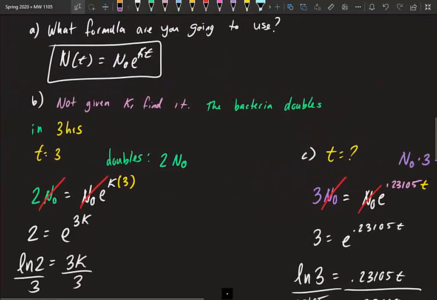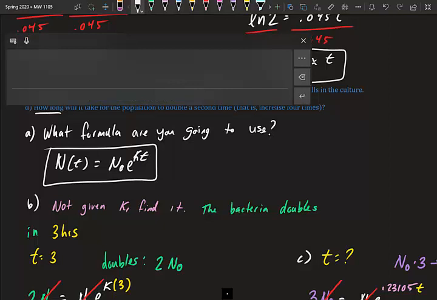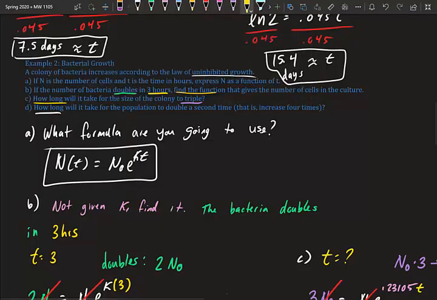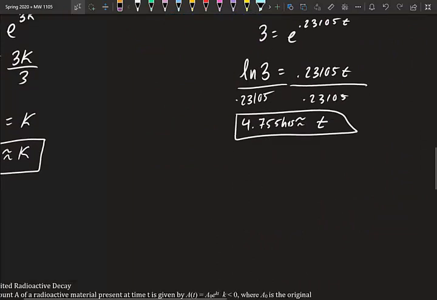Alright, part D. How long? We're looking for time again. How long will it take for the population to double a second time? That is, increases 4 times. That is a trick question. We actually don't need to do much math at all.